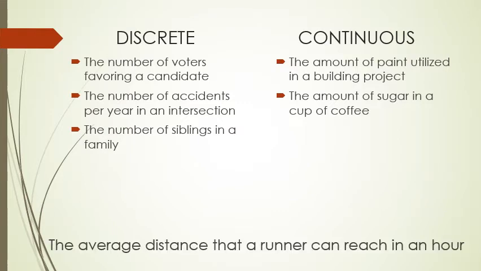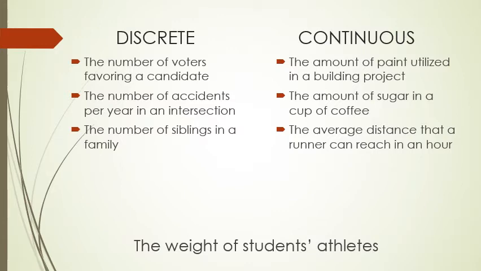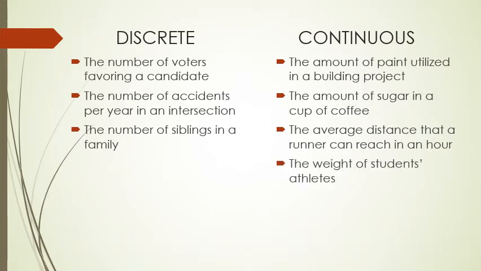Next is the average distance that a runner can reach in an hour. Discrete or continuous? Maihap or masukod? Masukod, so this is continuous. Next is the weight of a student athlete. Is this discrete or continuous? Do we count the weight or do we measure it? We measure it, so this is continuous.